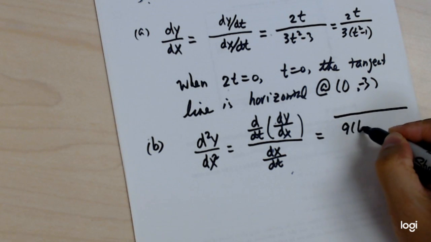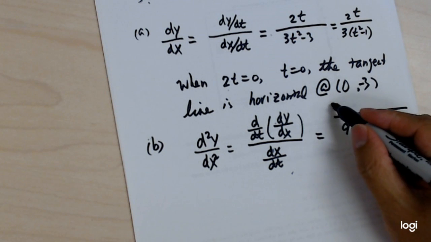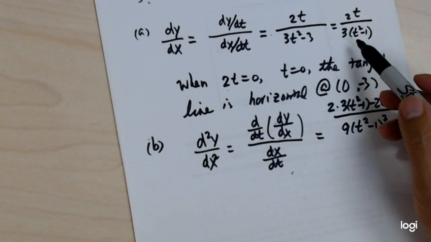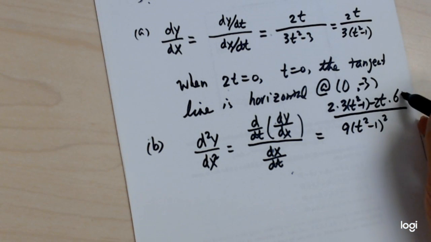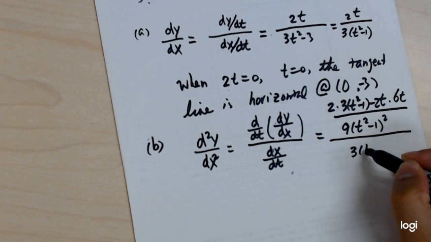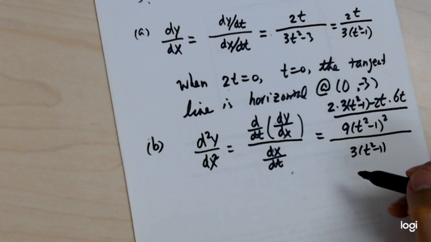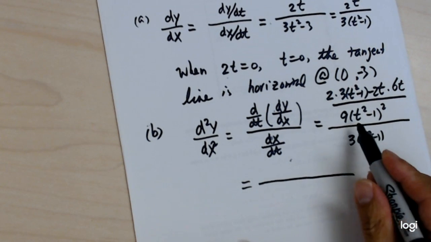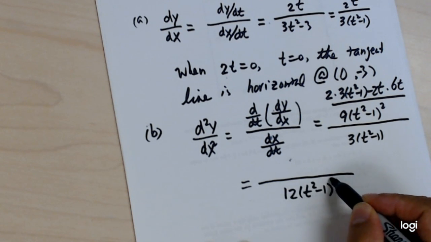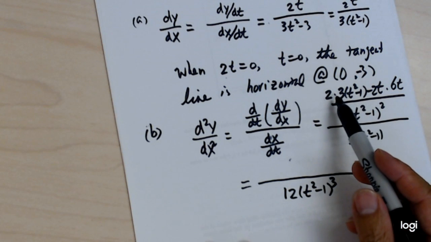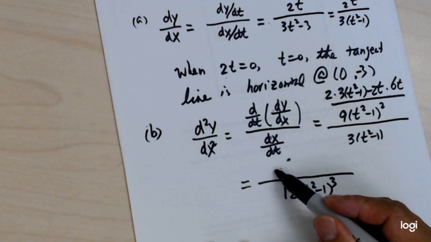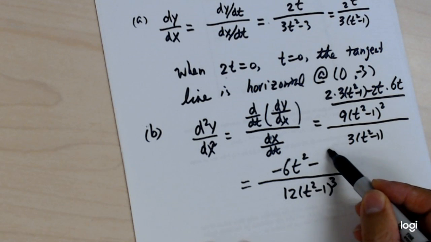3, that's a 9, (t squared minus 1) squared, minus 2t times the derivative of the denominator, which is 6t. Divided by dx/dt. dx/dt again is 3 times (t squared minus 1). Put those terms together, that's a 9 and 3, which is a 12, cubed. The numerator, we'll simplify this. That's 6t squared minus 12t squared, so it's negative 6t squared minus 6.